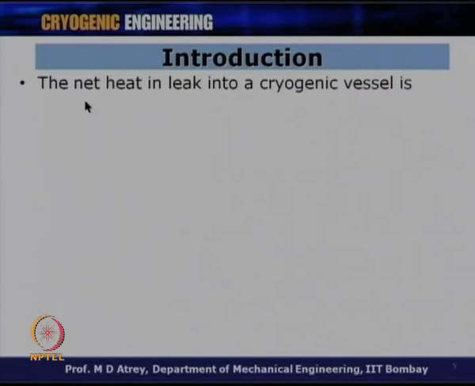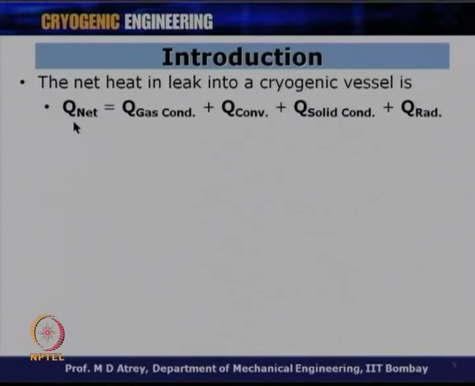We know that the net heat inlet into a cryogenic vessel is due to various modes of heat transfer. So, I can write Q net, the net heat inlet in a cryogenic vessel, will be because of Q gas conduction, Q gas convection, Q solid conduction and Q radiation. This we have also seen in cryogenic insulation. And if I produce good vacuum, the gas component can be completely ruled out. It will not be present over there.